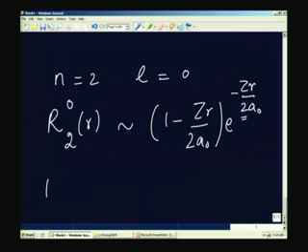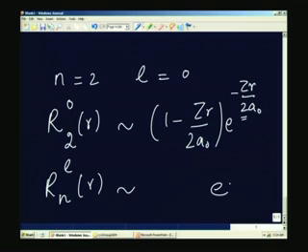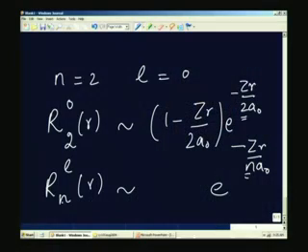In principle R_nL of r will have an exponential of minus Zr by n a0. This n is indicative of which quantum number, which atomic orbital we are talking about. n equal to 1 corresponds to the K shell, then the L shell, the M shell and the N shell for the hydrogen atom; those are determined by the values of n. So minus Zr by n a0 tells you what shell you are in.